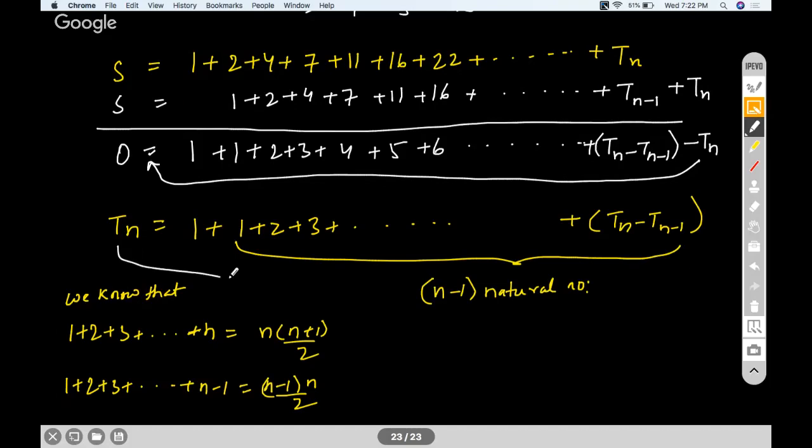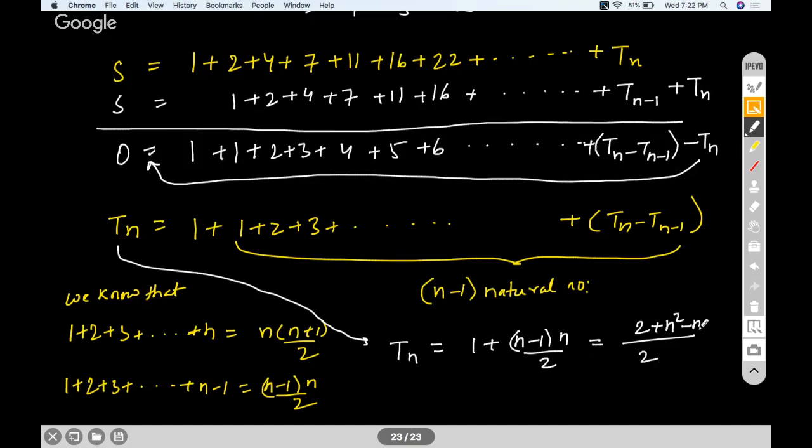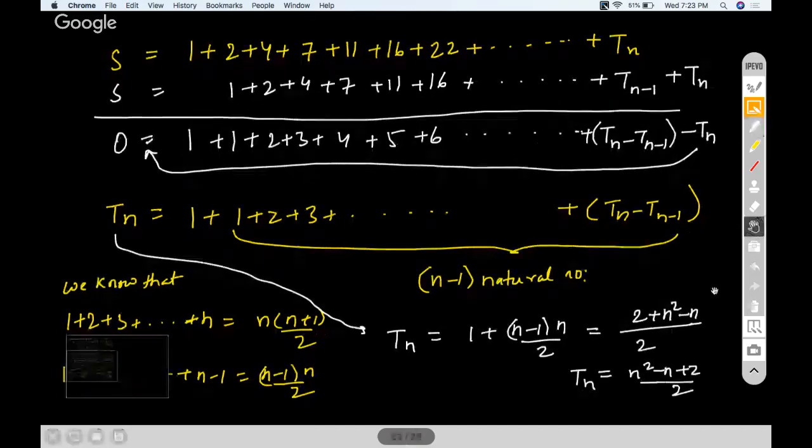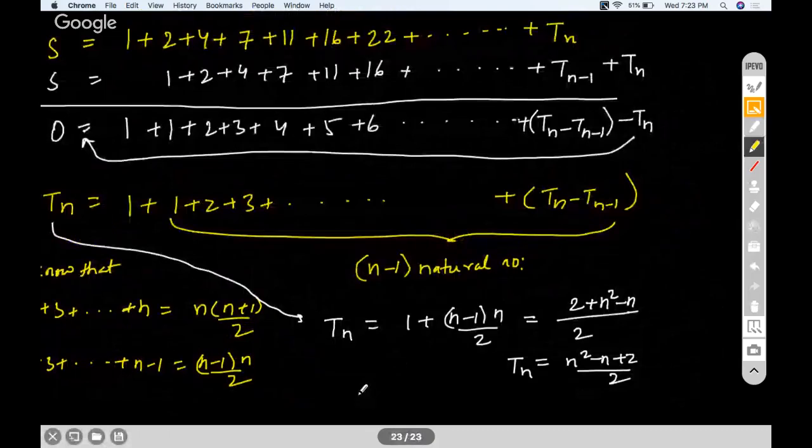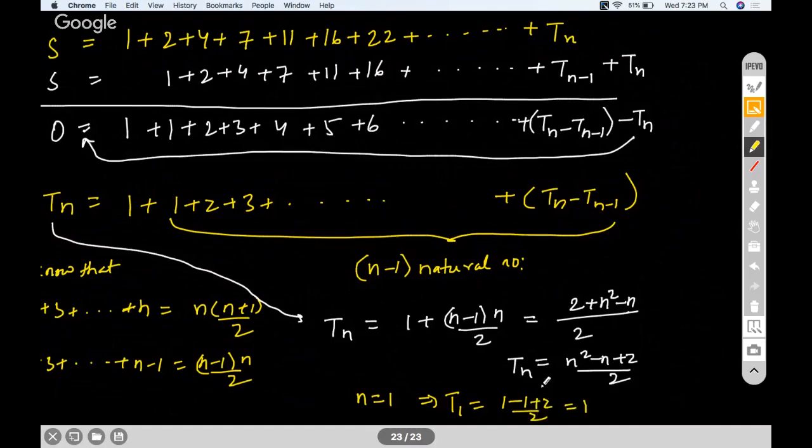So from here I can say that Tn would be 1 plus n minus 1 into n by 2. Okay? Take an LCM, so it will be 2 plus n square minus n. So this is basically nothing but n square minus n plus 2 by 2. Okay? So your nth term is going to be this. Now you can try out. Put n as 1. You will get T1 as 1 minus 1 plus 2 by 2, which is 1. So this is the first term.